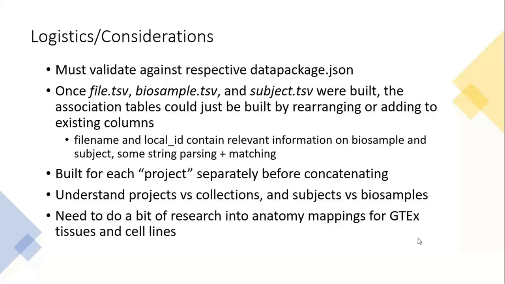The second logistical thing that I realized was that once I built the core entity tables, the file, biosample, and subject tables, the association tables were actually relatively simple to build, at least for the data sets that I worked with. I can't say a lot about how the LINCS data portal data set metadata was compiled, but for me, the file name and the local ID of each file actually contained information already on the sample and subject. It was just a matter of doing some string parsing and string matching to get the IDs and the new information out of that.